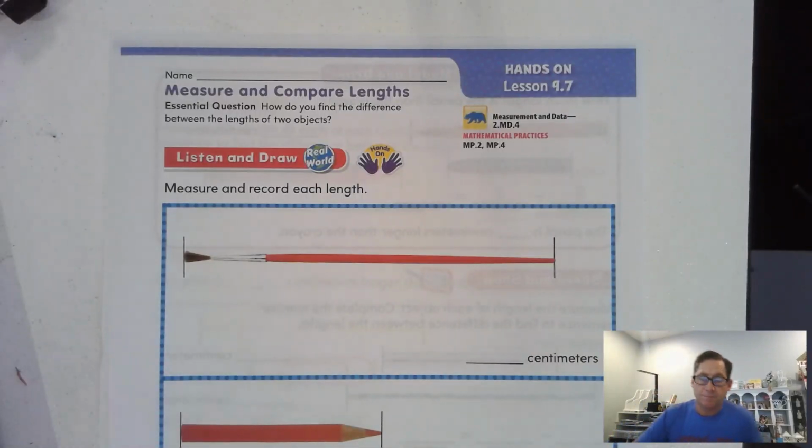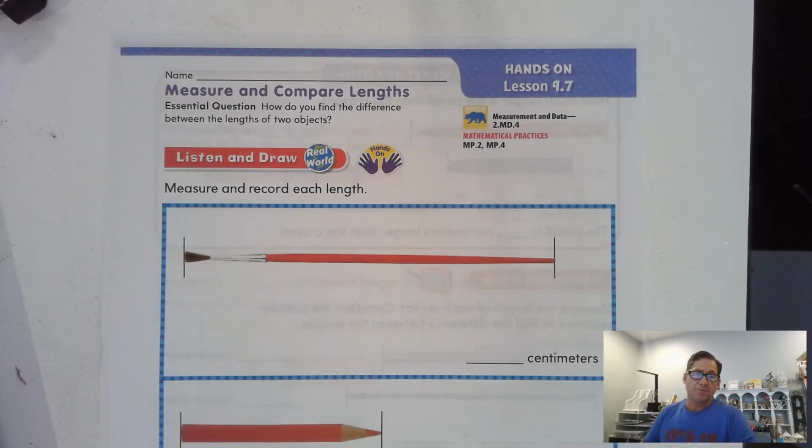Hello, everybody. Today we're going to wrap up chapter 9. We're on lesson 9.7, page 469 of the second grade Go Math textbook. Today we're going to measure and compare lengths, so you're going to need your centimeter ruler.